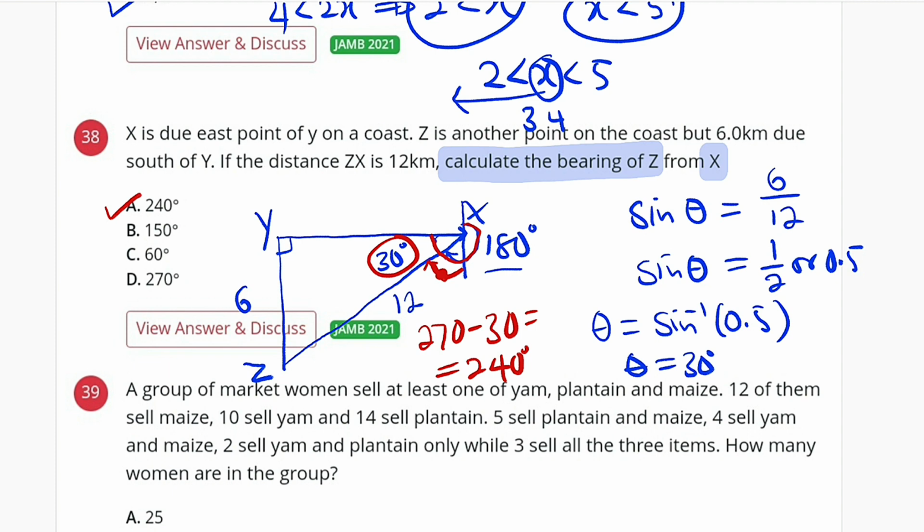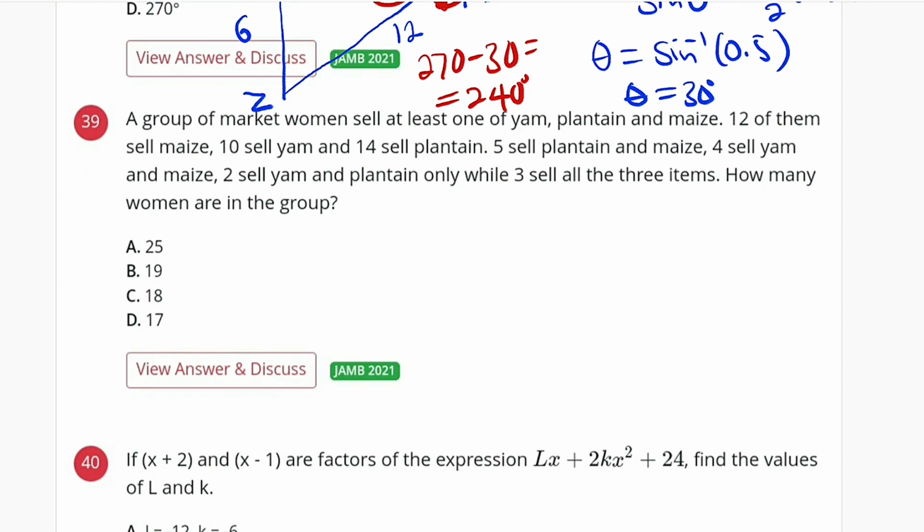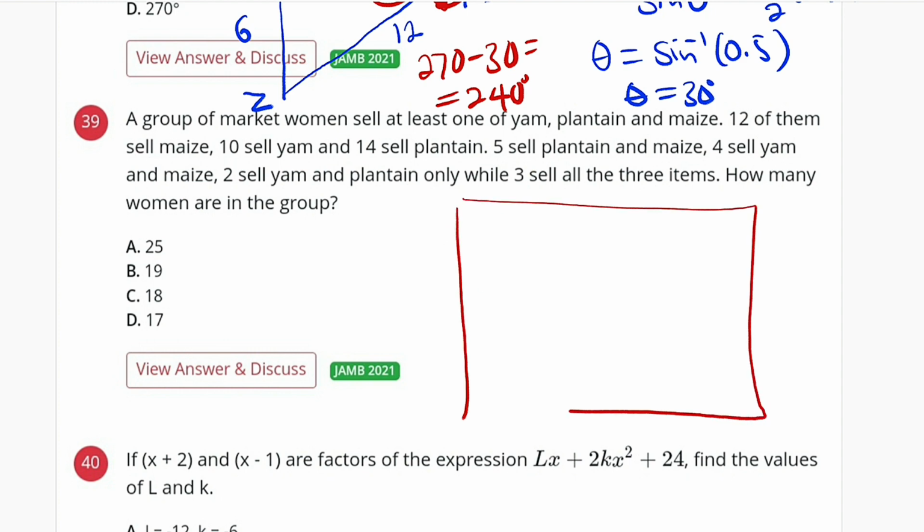The second to the last question is a question under set theory. So I think before I even read the question, let me draw a Venn diagram because it will help us very much. I've already gone through the question and realized we have 3 sets. So we have 3 circles.